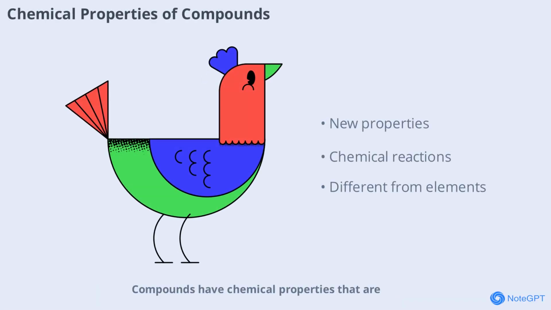Compounds have chemical properties that are different from the elements that form them. For example, sodium is a metal and chlorine is a poisonous gas, but together they form table salt, which is safe to eat. Chemical properties help us understand how substances react and change.